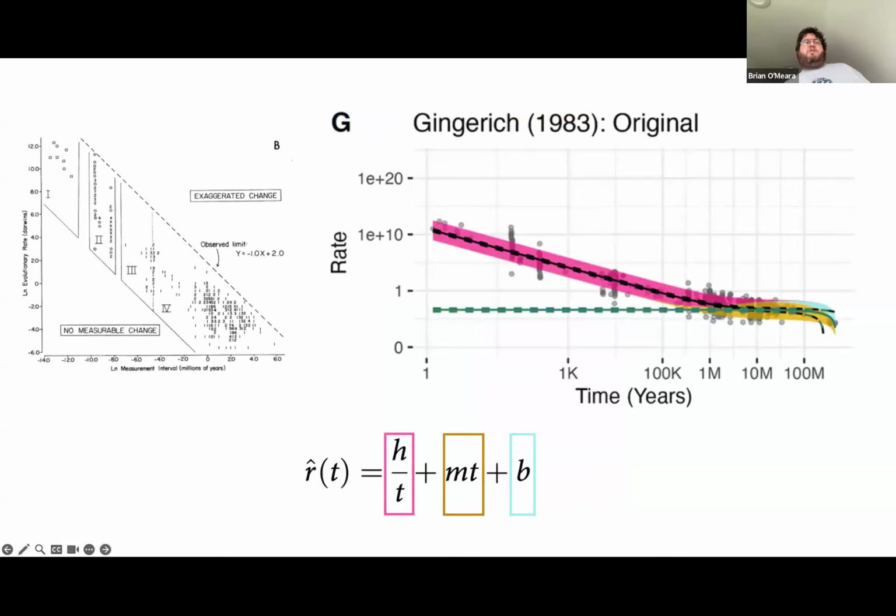When we fit this to those original data from Gingerich, we found that most of the pattern, the pink one, is being driven by this noise process. You only start getting a linear curve at the very end, those gold and blue areas. The green line shows the actual rate when you remove the noise process. So rather than this nice, linear thing through time on a log-log plot, we're basically getting a hyperbolic curve from the noise.